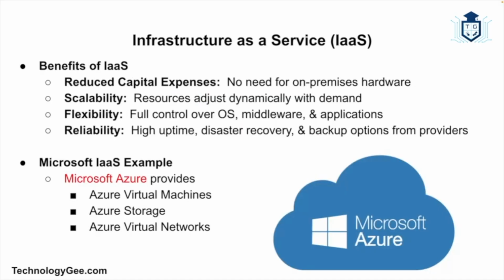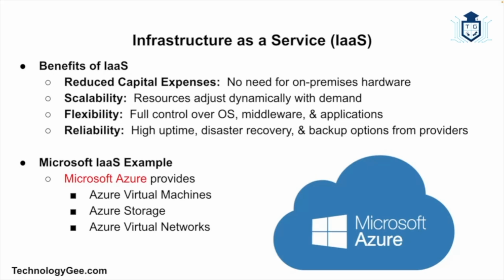And next are some of the benefits of infrastructure as a service. The first one is reduced capital expenses. There is no need to purchase and maintain on-premises hardware. There's scalability. The resources can be scaled dynamically based on demand. There's flexibility. Users retain control over operating systems, middleware, and applications. And then there's reliability. Cloud providers ensure uptime, backups, and disaster recovery options.